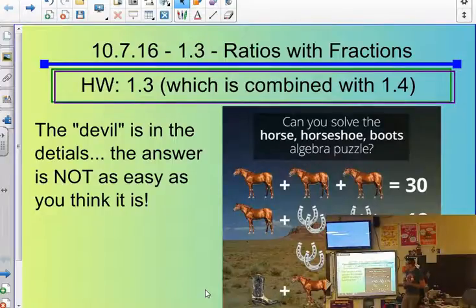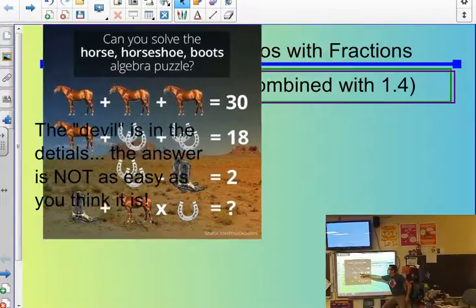Derek? 10, right? And then I have pairs of horseshoes. So I've got a pair of horseshoes here and a pair of horseshoes here. So if this was 10, what would each pair of horseshoes be worth? Caleb? 4. So then I've got a pair of horseshoes and a pair of boots. And that equals 2. Here's what I mean by the devil is in the details.